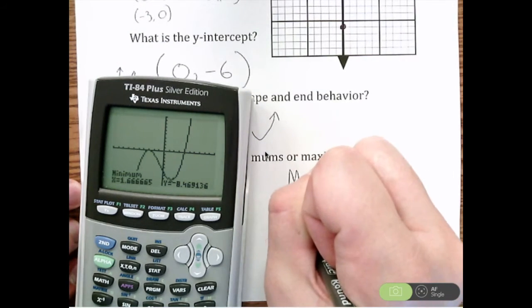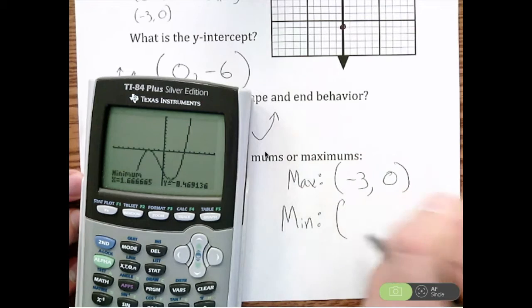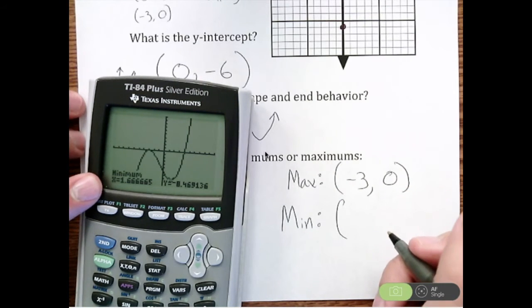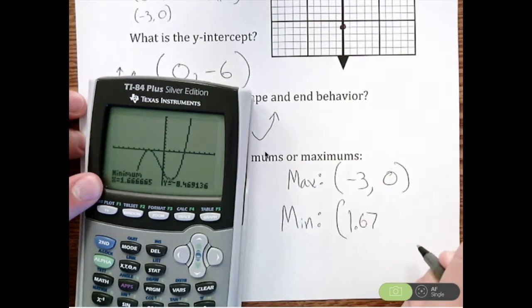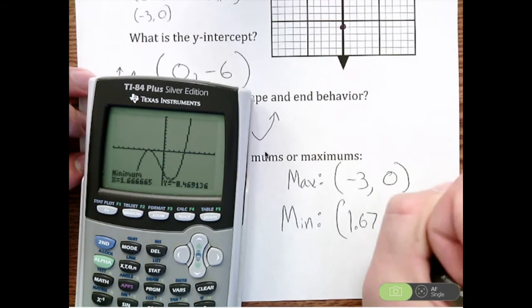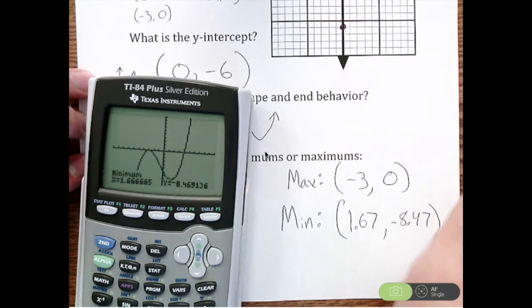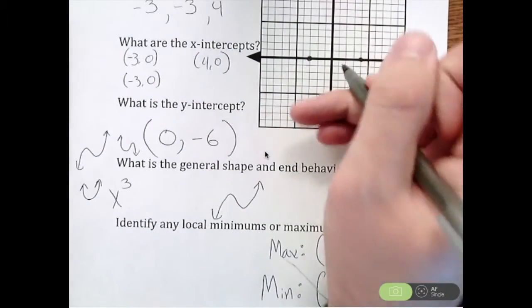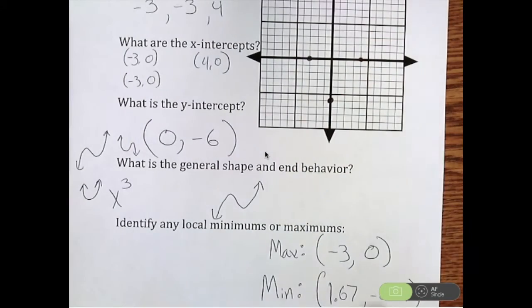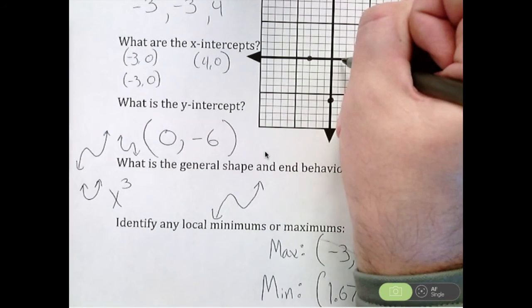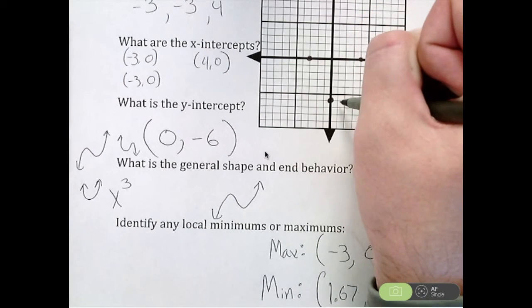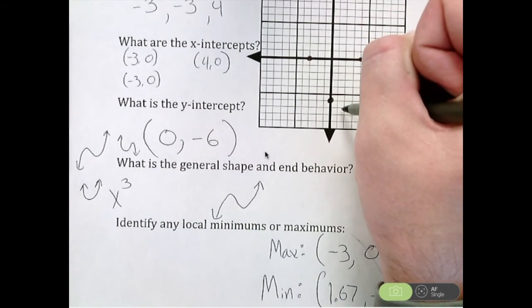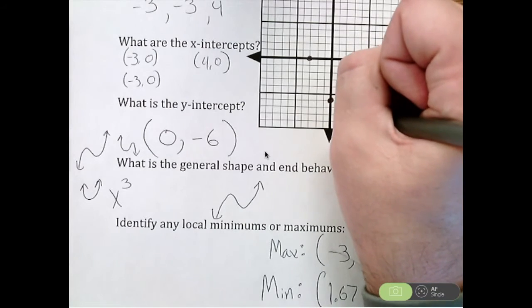So the minimum is going to be 1.6666, so we'll call that 1.67, and then negative 8.47. So we could plot these on our graph. So looking at it, max at negative 3, 0, that's again just this point here. Minimum 1.67, negative 8.5. So go over maybe 1.5, down 8.5. So there's 6, 7, 8.5.